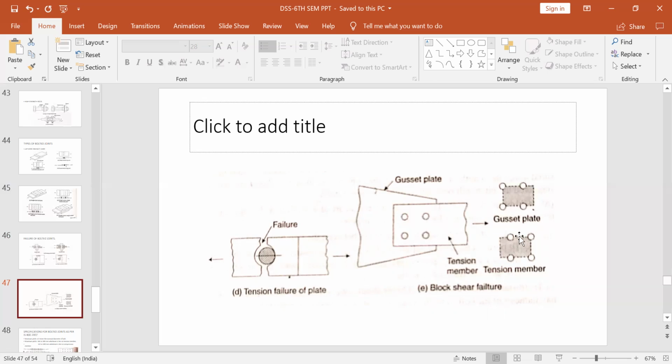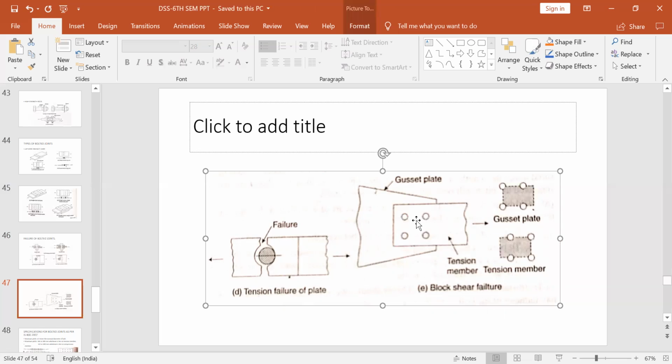This is the gusset plate and this is the tension. This entire block, formed by connecting the dotted lines of these bolts, will fail together. This entire assembly of this square section will fail together. So this is called block failure. You will understand the concept of block failure more when you study tension members in steel structures, where it is discussed in detail. So block failure is another, very important type of failure in bolted joints.